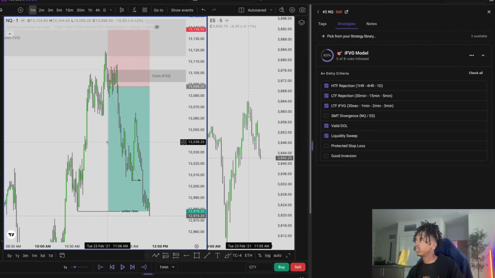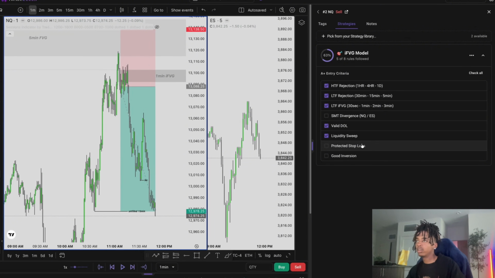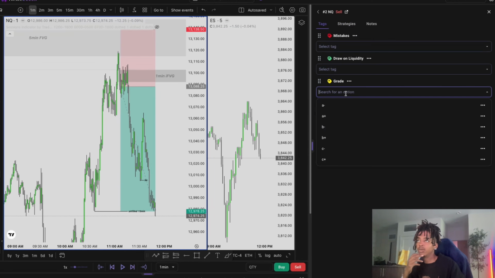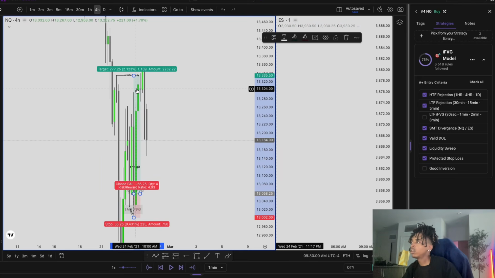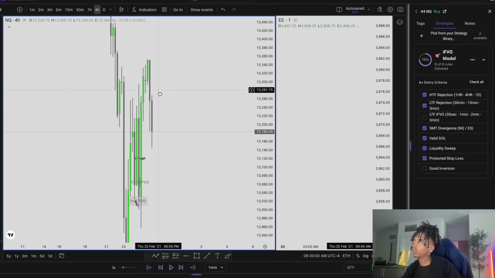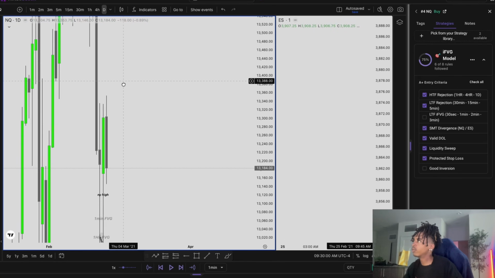So we had a liquidity sweep. We still have the New York highs from earlier. Stop loss is protected, and then also a pretty good inversion. So in my model, this would be an A- setup when I grade it, just because we didn't have all the things from my checklist right here. I do low-key want to lean bearish and target the equal lows that we left below us as well.